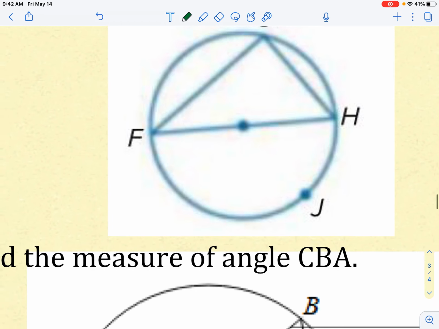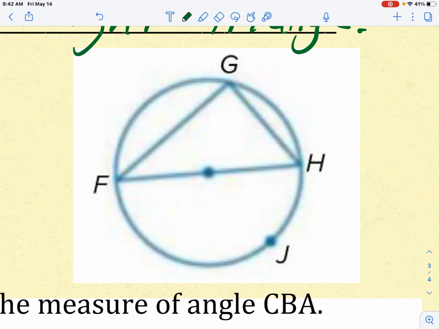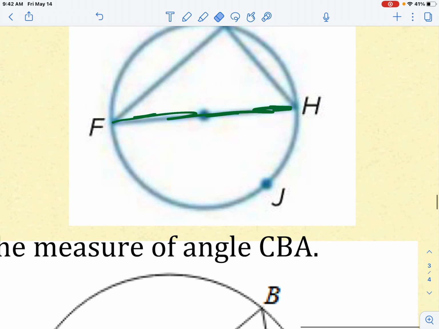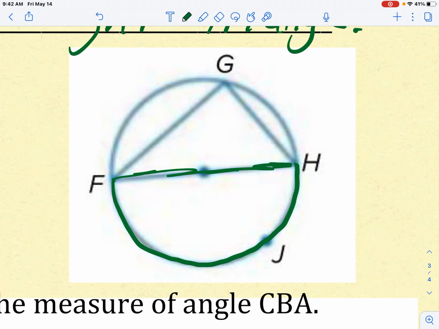So notice in this picture, one of the sides of the triangle here, FH, is a diameter. And remember, that means that this is a semicircle, okay? Which means that this red angle intercepts that arc. But any angle that intercepts a semicircle has to be half of it. So if this is 180, half of 180 is 90. And if that's 90, then this is a right triangle. Okay?